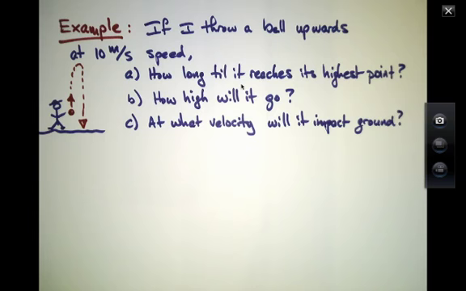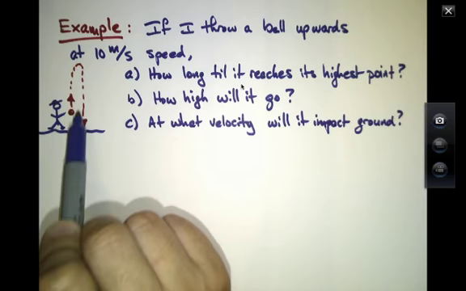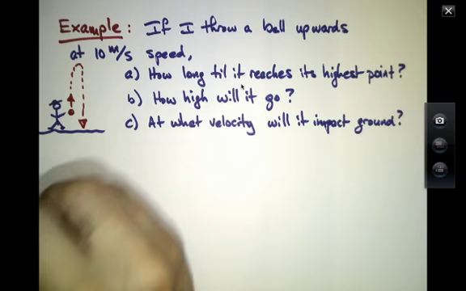One is, how long will it take before the ball reaches its highest point? We know that the ball is going to go up for some distance, come straight back down again, and hit the ground. At this highest point, how long will it take to get there? Second question is, how high will it go at that point? And the third is, when it finally comes down and hits the ground again, how fast will it be going? So let's take these in order.